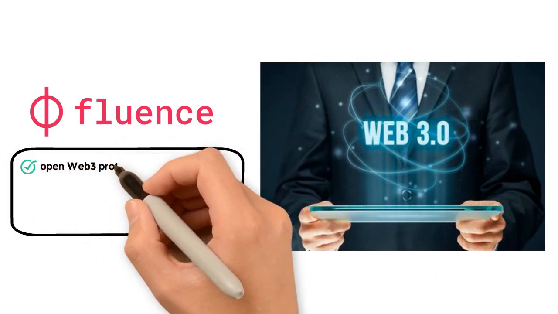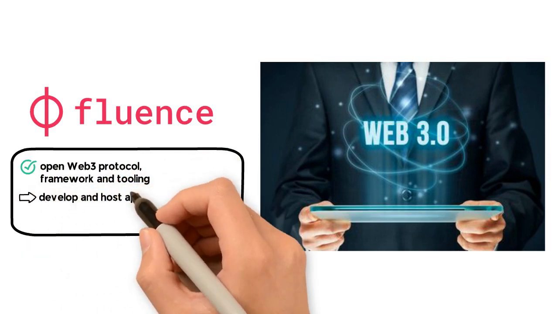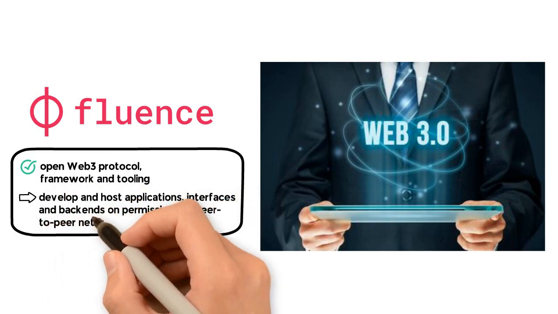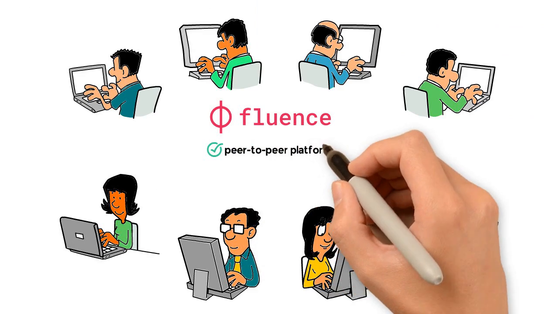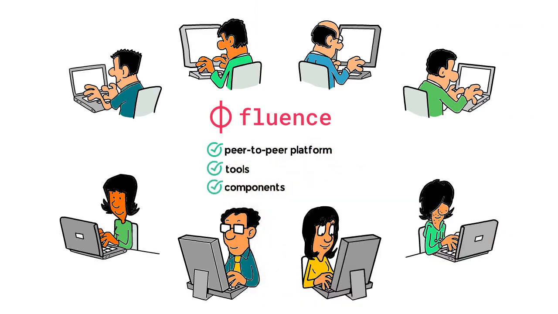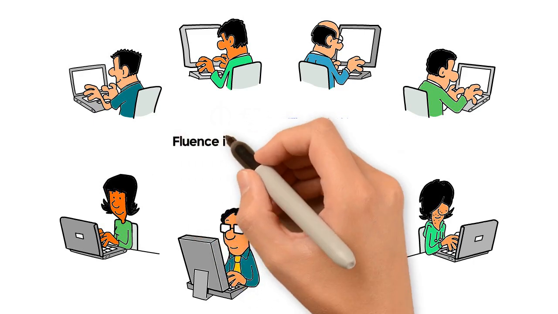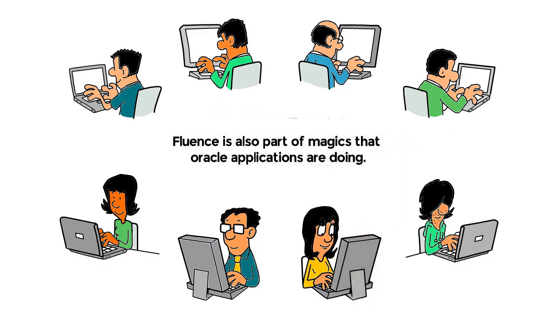Fluence provides an open Web3 protocol, framework, and tooling to develop and host applications, interfaces, and backends on permissionless peer-to-peer networks. In another way, Fluence provides a peer-to-peer platform, tools and components for developers to quickly and easily program and compose reusable distributed data acquisition, processing, and delivery services into decentralized Oracle applications. So Fluence is also part of the magic that Oracle applications are doing.